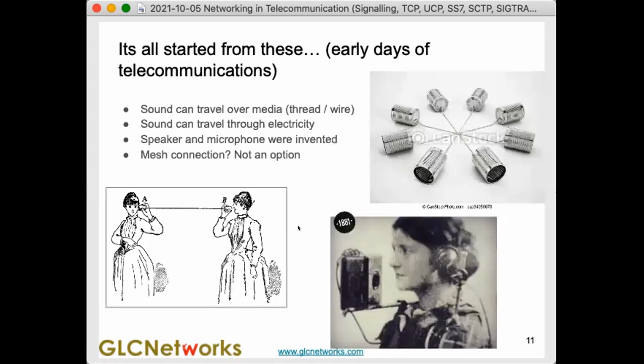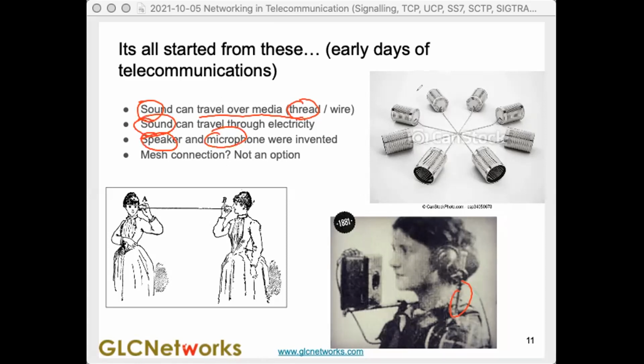Okay, so let's do a review. When we talk about telecommunication, it always starts from this thing. In the early 1800s, we knew that sound can travel over a medium, so it can be heard through a thread or wire. After that we invented electricity, voltage, resistance, current, the total number of electrons that flow over a medium. And then we can put the sound into the electricity. That's why we invented the speaker and microphone, so that we can talk over a distance, as long as we have a cable, right?